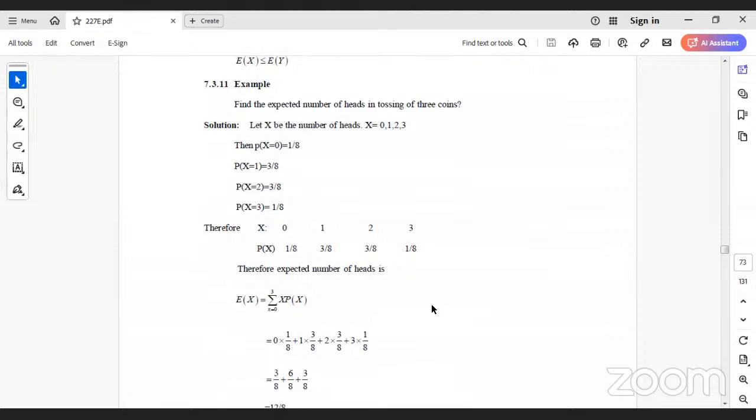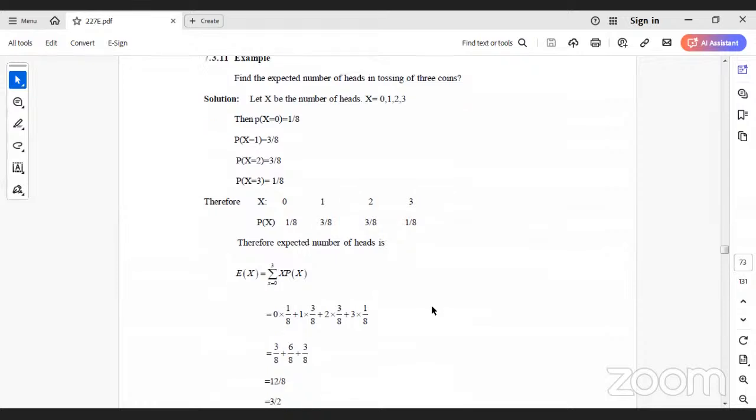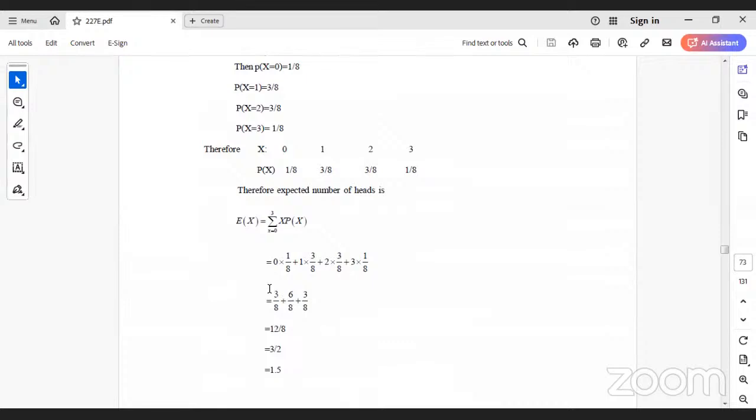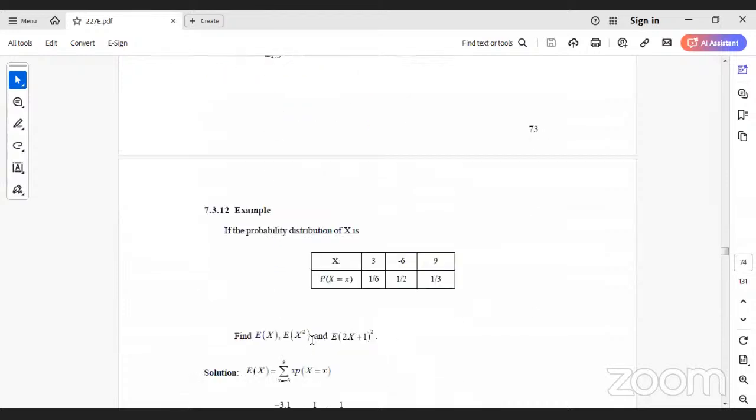So E of X is the summation of x times P of x, for x from 0 to 3. So 0 into 1 by 8, 1 into 3 by 8, 2 into 3 by 8, 3 into 1 by 8. That is 0 plus 3 by 8 plus 6 by 8 plus 3 by 8, that is 12 by 8, that is 1.5. This is the mean function.